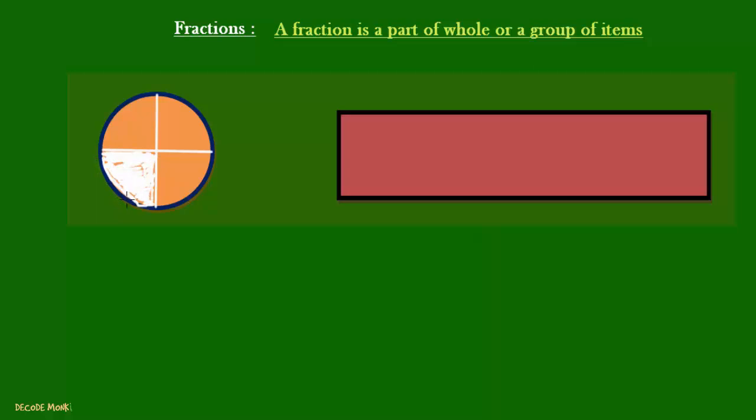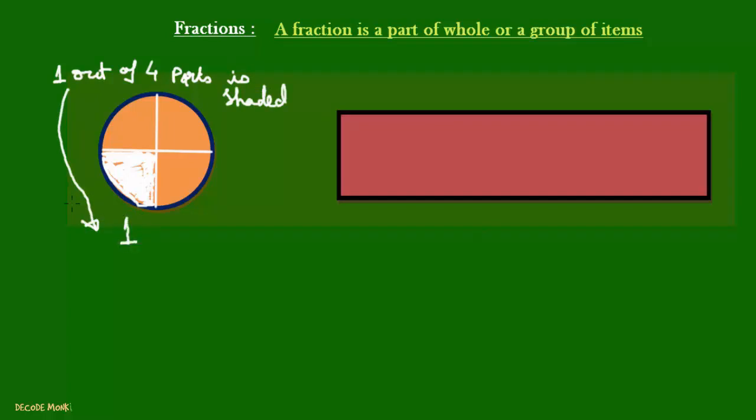Now I ask you, what portion of the circle is shaded? Or in a better statement, I may ask you, what fraction of the circle is shaded? What can we say about the shaded portion of this particular circle, or say pizza? We can say that 1 out of 4 total parts is shaded. And now this statement can be mathematically written like this: 1 out of 4.